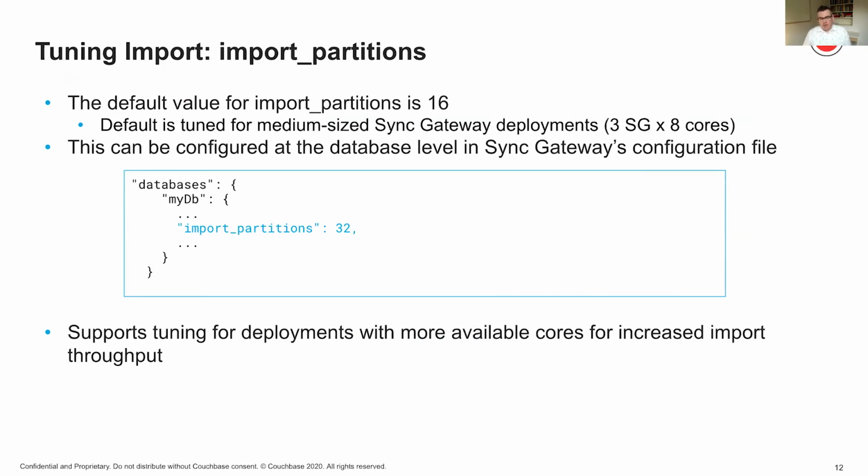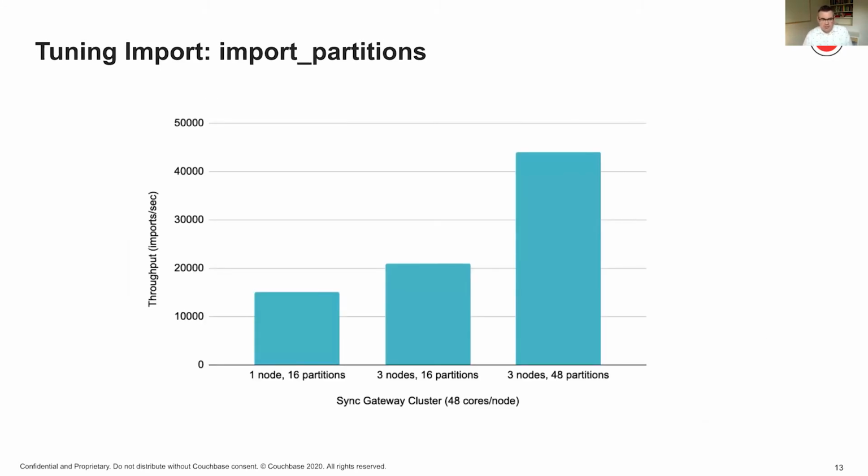In a case where you've got a lot more cores available than partitions, increasing the import partitions in Sync Gateway's config would be a way to better take advantage of those cores. Whether or not cores are being taken advantage of is really just standard node monitoring. You can monitor the amount of CPU being used on a given node, and if you've got CPU to burn, increasing import partitions is a way to take advantage of that.